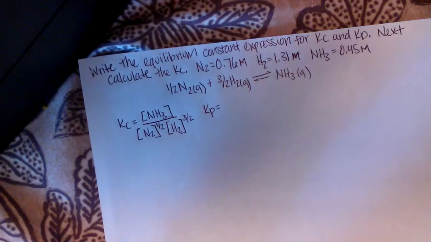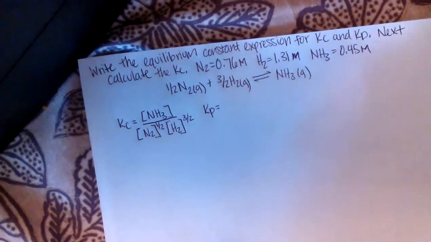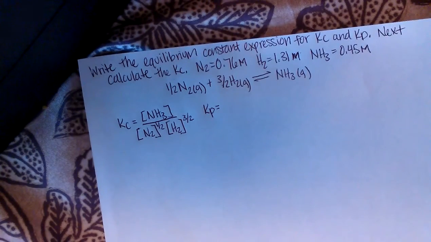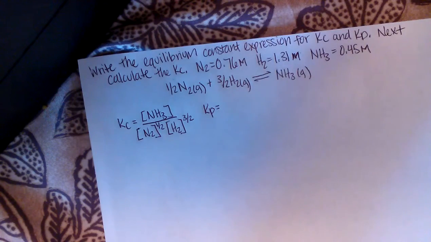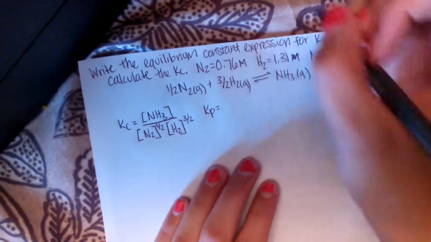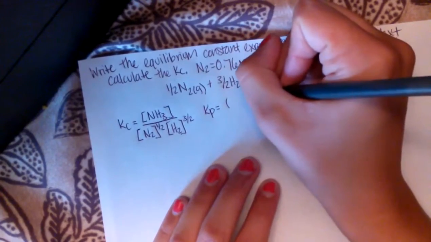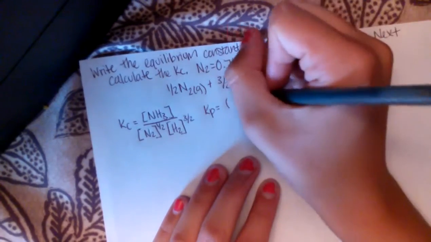So Kc and Kp are very similar. Again, you can only include gases or aqueous species within the problem. You cannot include liquids or solids. And again, you would raise it to the power of the coefficient. The difference is that you're going to be using parentheses and you're going to be denoting all of your concentrations with a P. So we'll start again with our product. And again, look, parentheses.